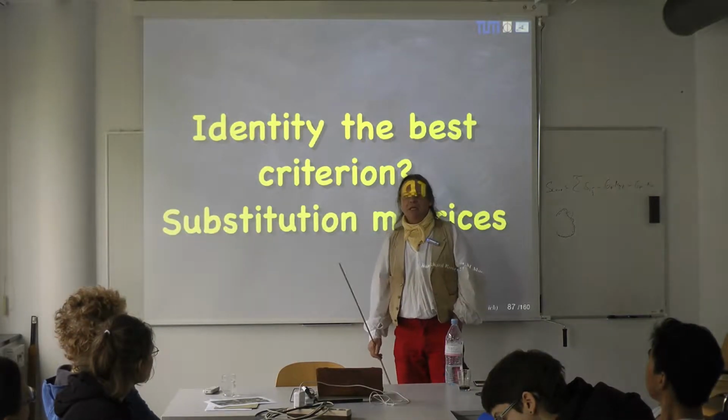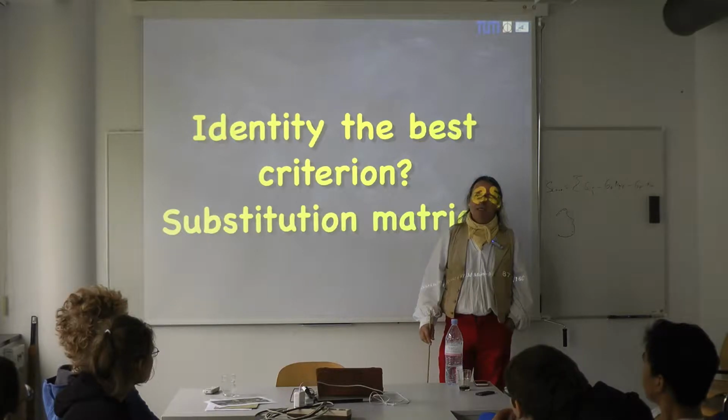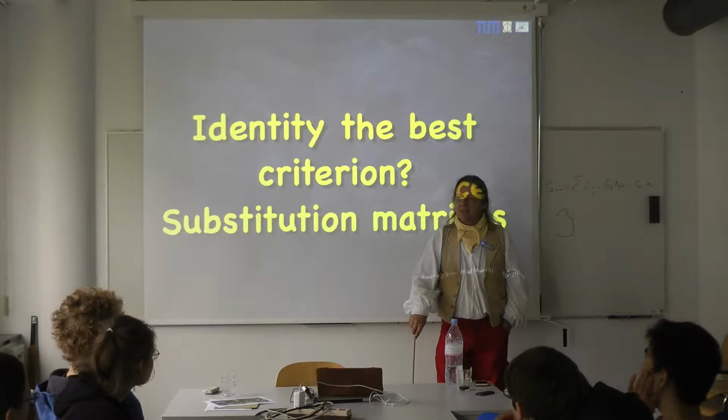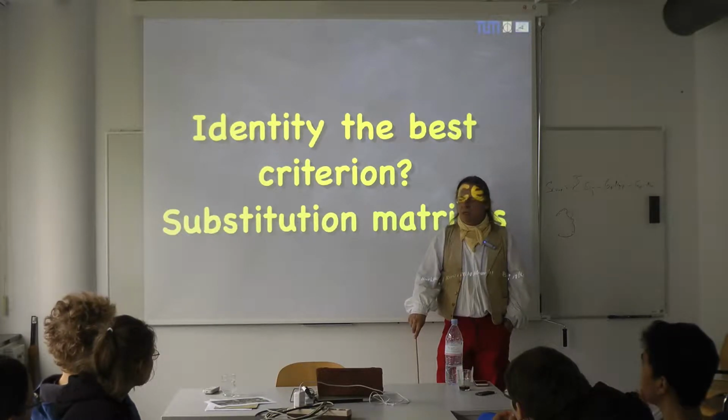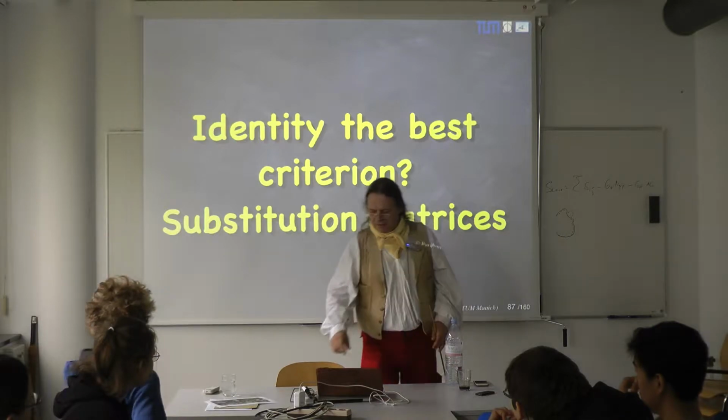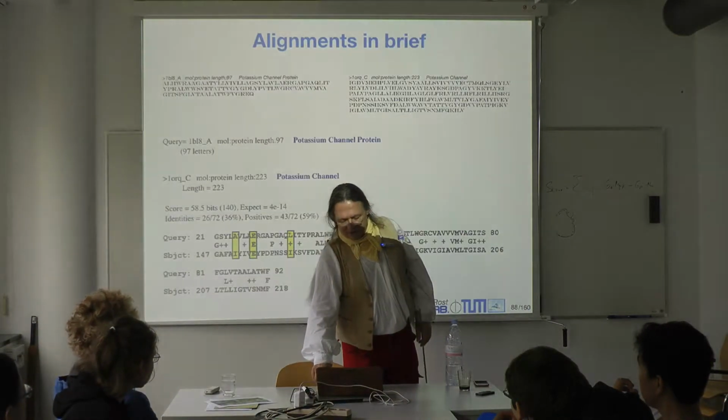Now the next question is, so far what I looked at is amino acid identity. Is that the best substitution matrix? Is that the best way of compiling the match? And you're already well enough into the game to know that the answer is of course no.